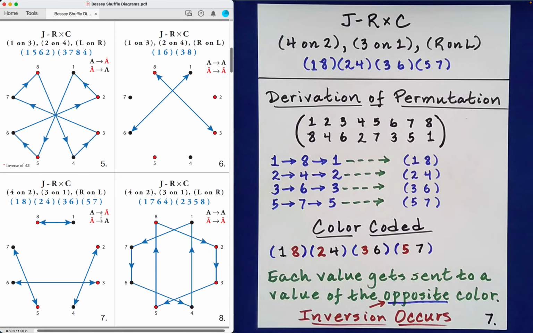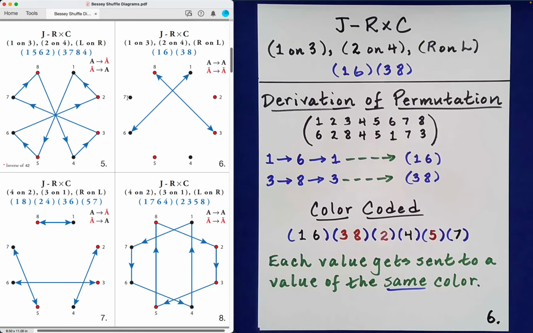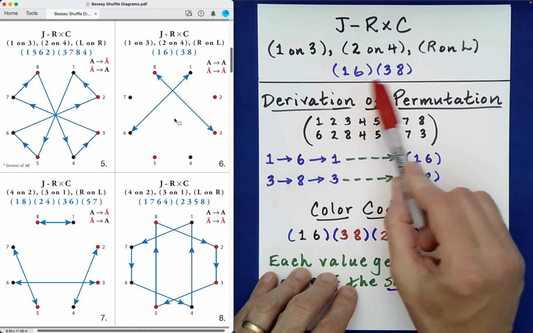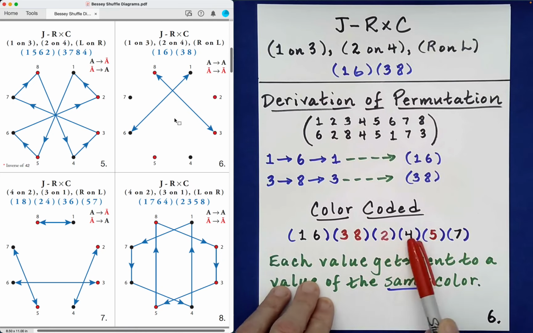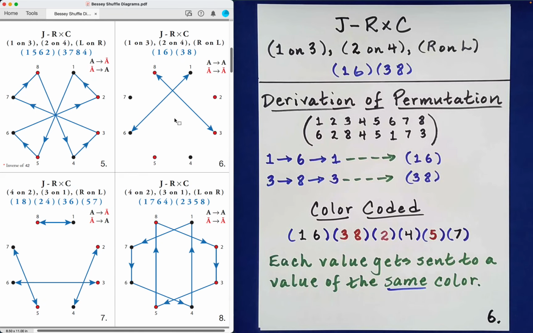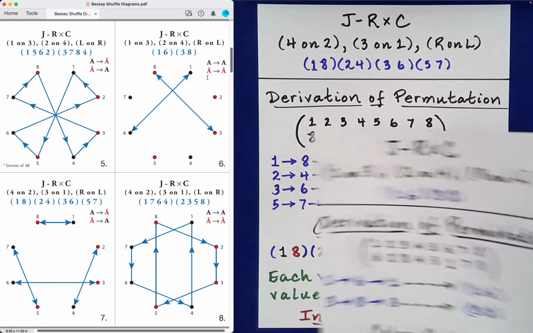I want to quickly apologize because for some reason I skipped over the graph for number 6. If we go back to 6, if you remember, we got a product of 2 transpositions with the remaining 4 values being fixed points, 2, 4, 5, 7. So this is what the shuffle diagram would look like for shuffle 6. And as pointed out up here, inversion does not occur. Okay, so I just wanted to point out the graph for shuffle 6.